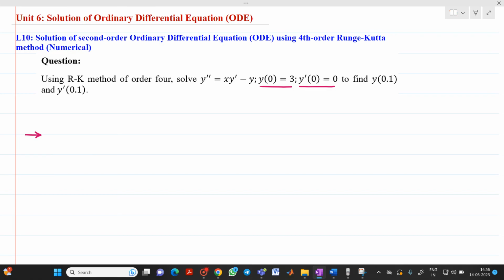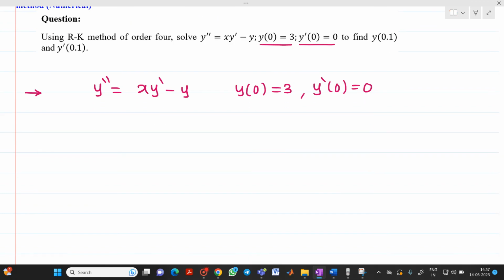So I am going to write the given function as y double dash equal to x y dash minus y, with y of 0 equal to 3 and y dash of 0 equal to 0. Now what is the first step? Let dy by dx equal to z. Dy by dx will be equal to z. Let us consider this as a function of x comma y comma z.